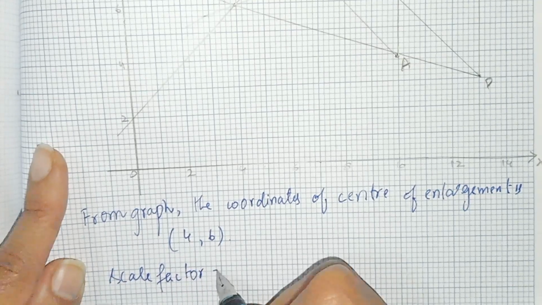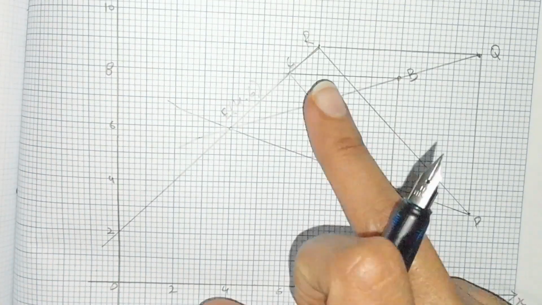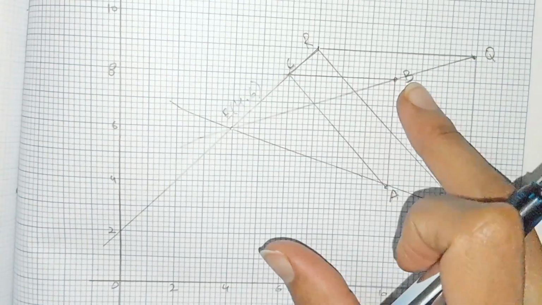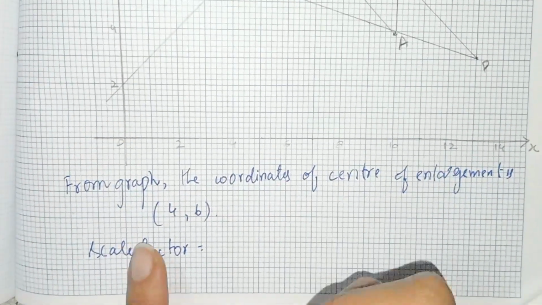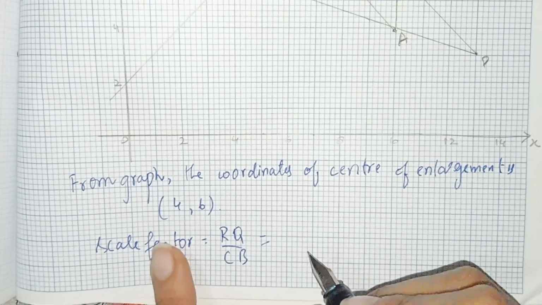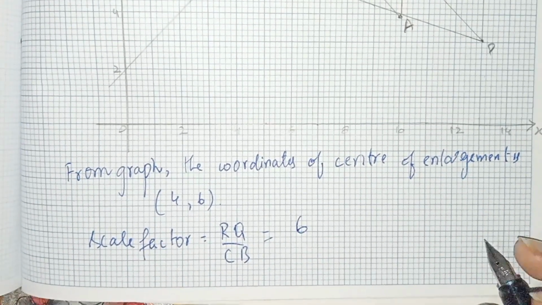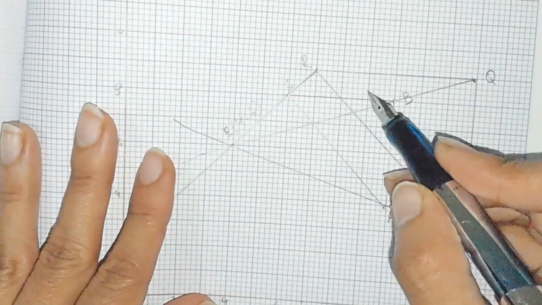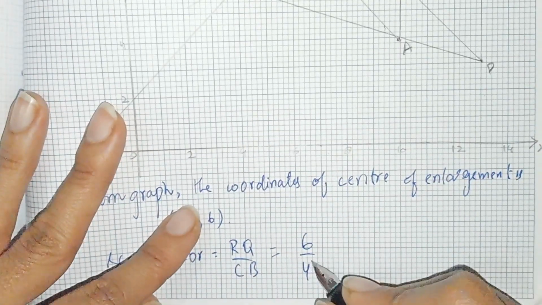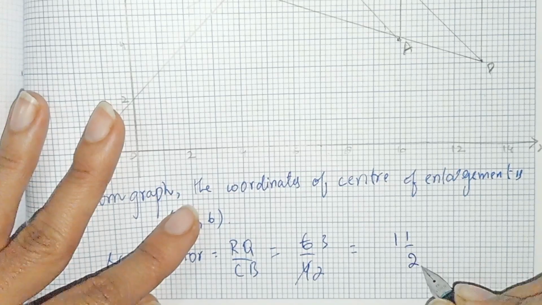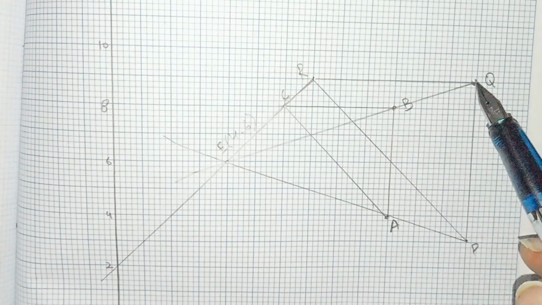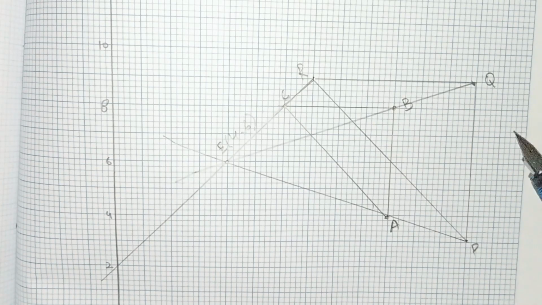Scale factor. Now students, the scale factor is the length of the image over the length of the object. The length of the image is RQ and the length of the object is CB. RQ is equal to 6 and CB is 4. This is 1, 2, 3, 4, 5, 6 and CB is 1, 2, 3, 4. Now by simplifying it, we get 1 and 1 by 2, that is 1.5. Now students, this is the scale factor of the triangle ABC and its image PQR, and the C part is solved.